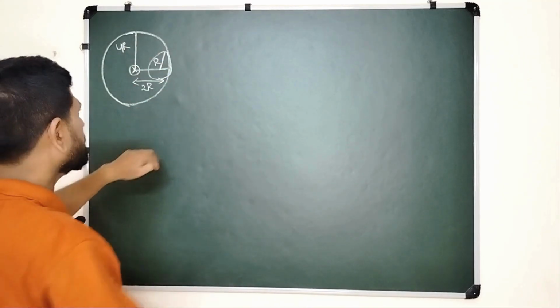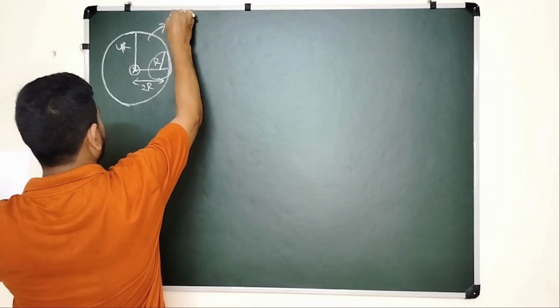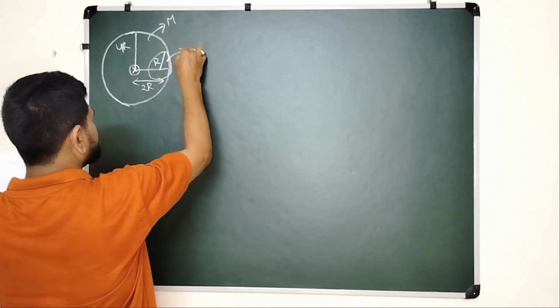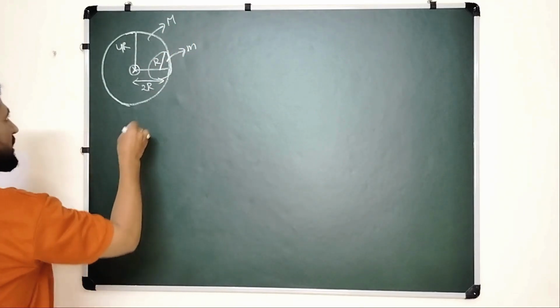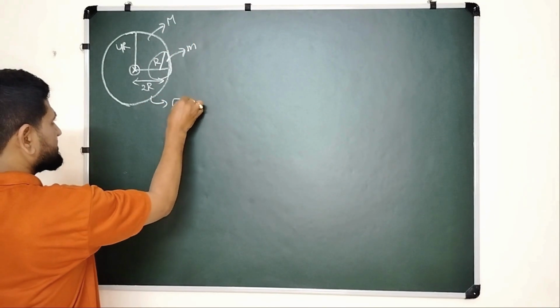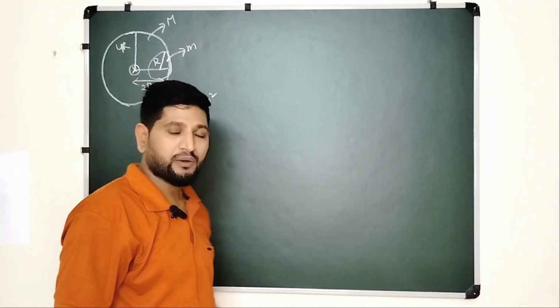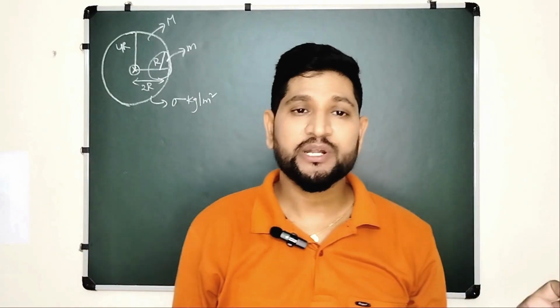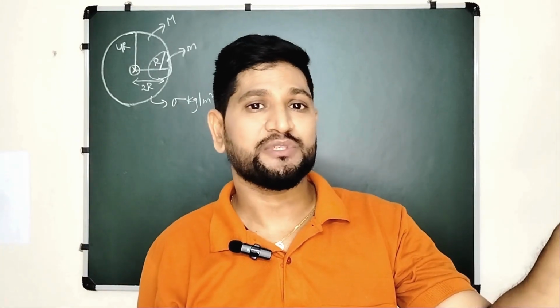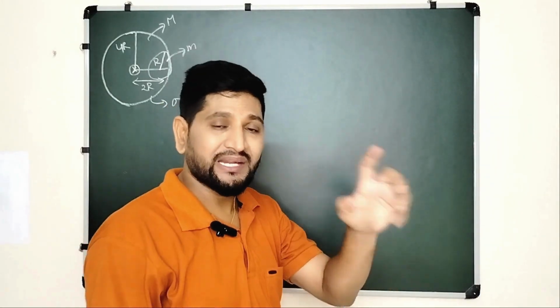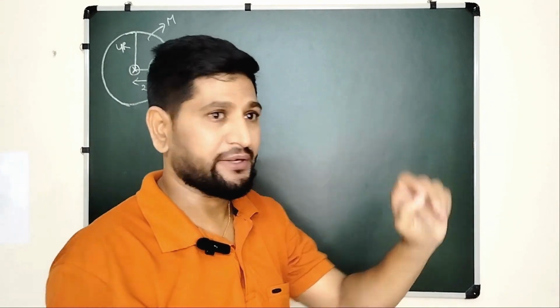The mass of the whole disk is capital M. The mass of the removed portion is small m. The density of the disk is sigma kg per meter square. Now we need to find out the moment of inertia of the remaining portion of an object. Let us see how we are going to find out.